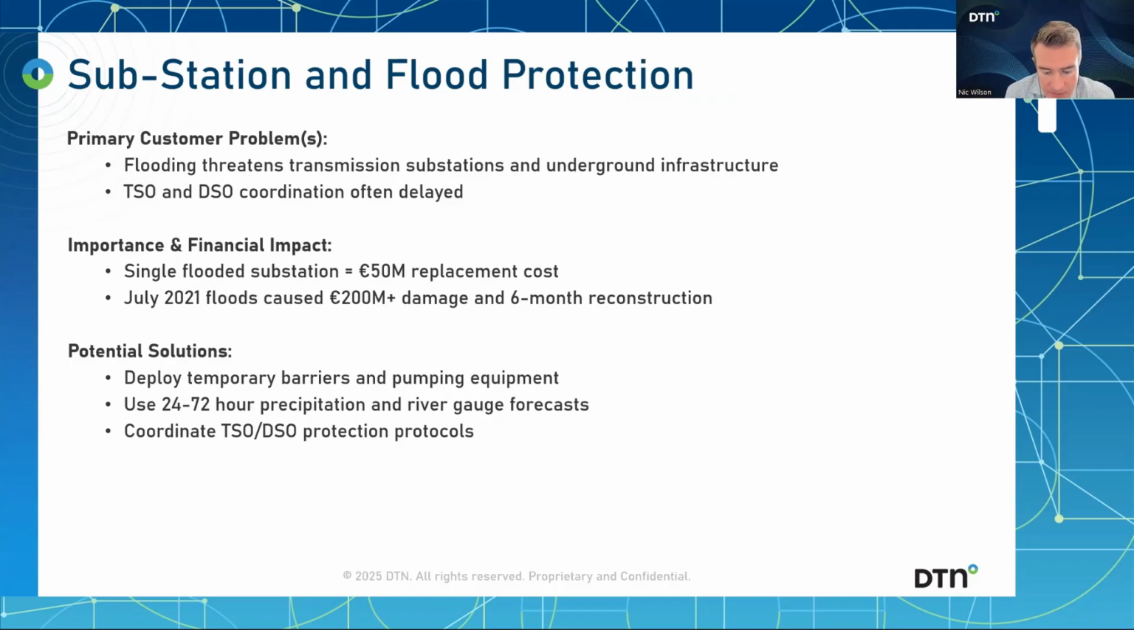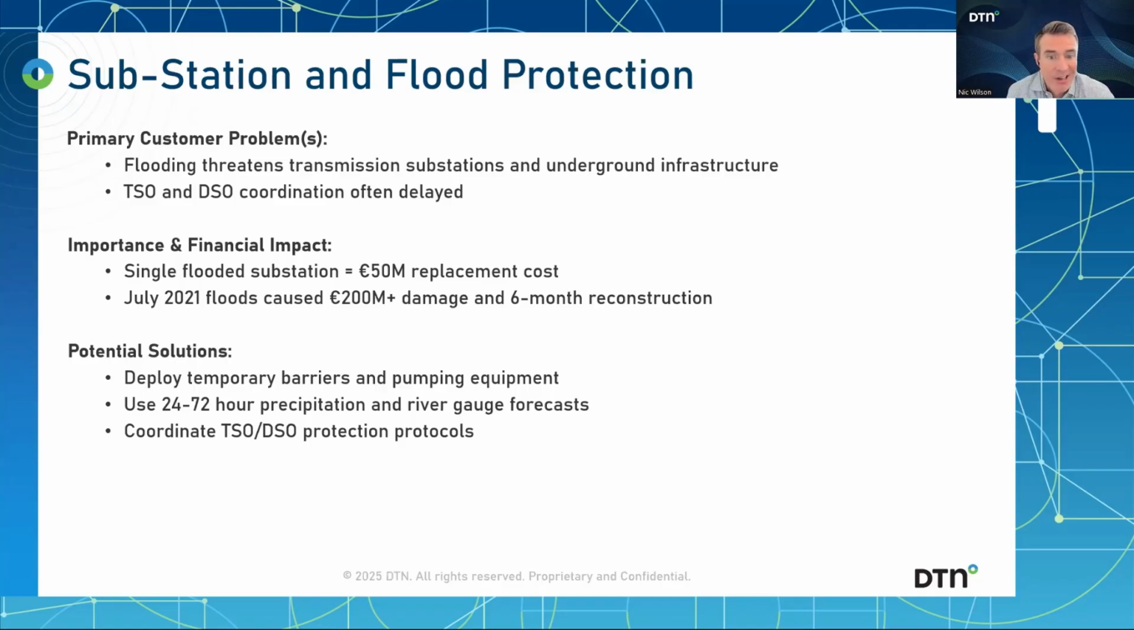Let me be really direct here. A single flooded transmission substation is a 50 million euro replacement cost. And that really creates grid instability across multiple areas. If you look at Europe's geography, you've got the Rhine, the Danube, the Thames, the Seine, major river systems that your transmission corridors follow and cross.